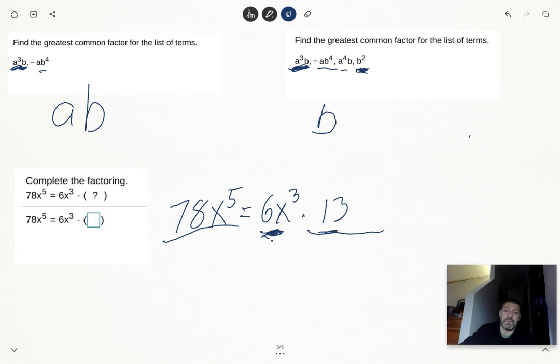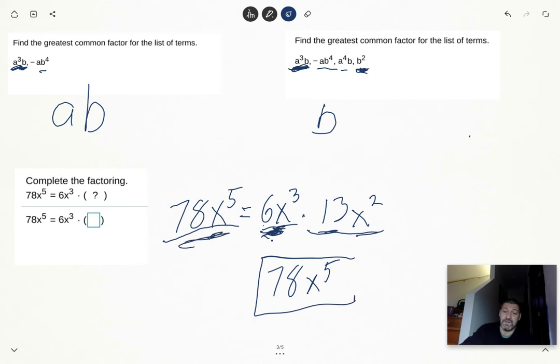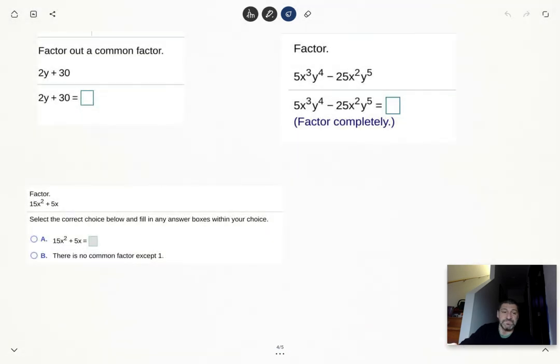Now, what would I multiply x to the third by to get x to the fifth? It would be x to the second. Okay, so I can just double check my work here. 6 times 13 is 78, and x to the third times x to the second is x to the fifth. Okay, and that's what we wanted here. So I'm just finding out what I'd multiply by.